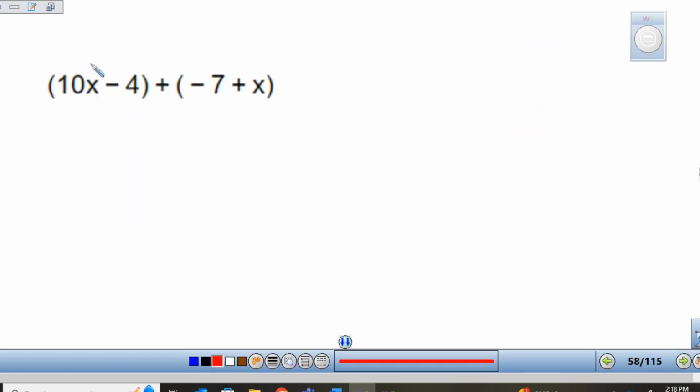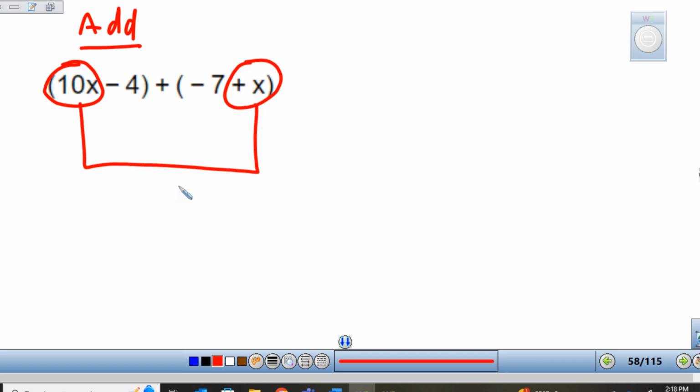Now we've got two more. We're going to add these two expressions. So we start with a 10x, and then this is a 1x. We're going to add them together. So we have 10, and remember again, this is a 1x, but we're not really going to write the 1 because that's just silly. So 10x plus x gives us 11x.